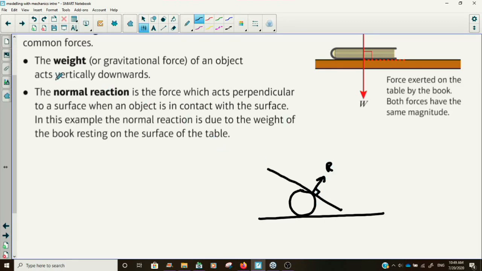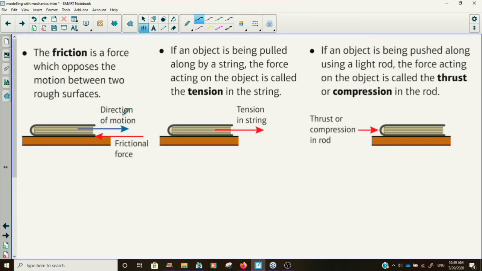Okay, so normal reaction force and weight. Friction always acts in the opposite direction to the way an object is moving. So if we're pulling or pushing a book along the table, then the frictional force is going to act in the opposite direction. Here we have the blue arrow showing the direction of motion, and the friction acts in the opposite direction.